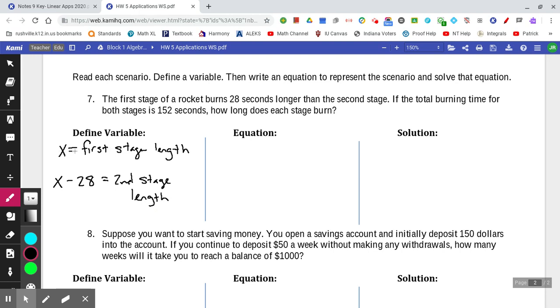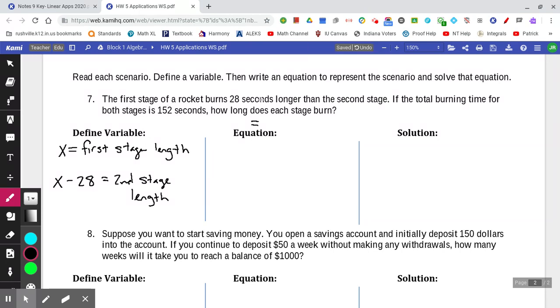So my first stage is X, and then whatever that first stage length is, minus 28, that's going to give me the length of the second stage. Now, that's not an equation. Those are my unknown values. I don't know what the length of the first stage is, nor do I know the length of the second stage. So now what I'm going to do is go back through and try to figure out a relationship. Try to set up an equation, which means I'm going to have an equal sign.